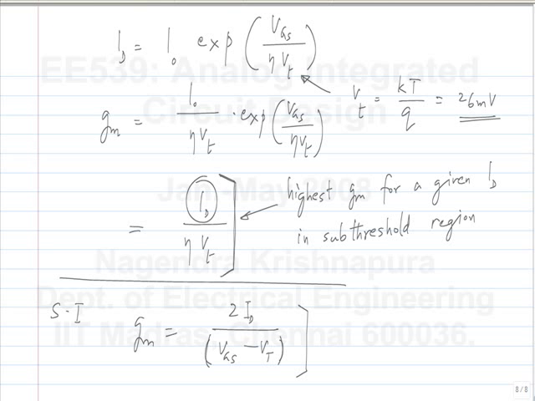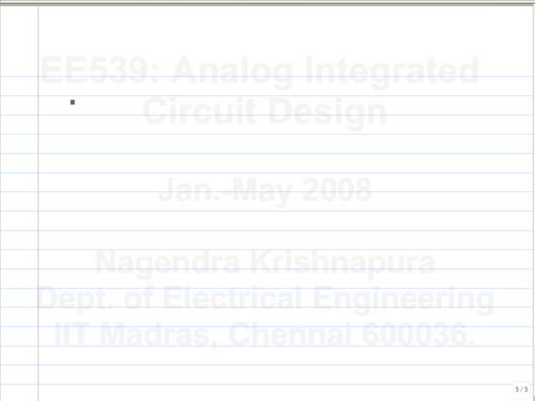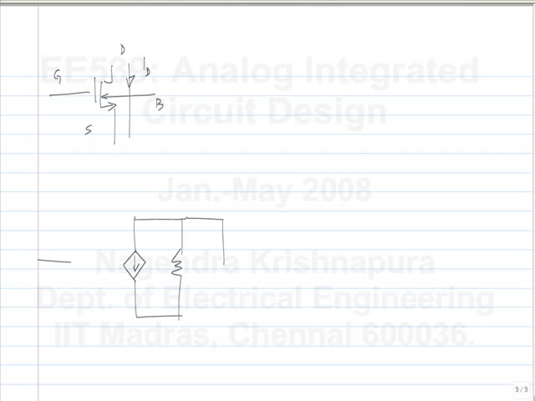The last thing before we wind up for the day. We started with an NMOS transistor, and in NMOS, the definition of the drain is such that the current flows from drain to source. The small signal equivalent has a controlled current source from drain to source.